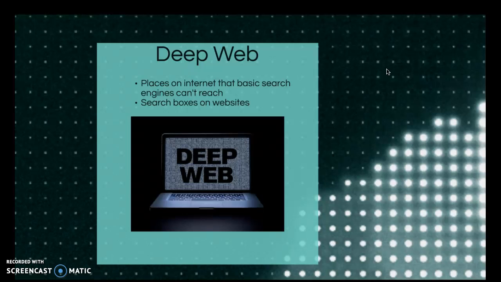And then also search boxes on websites, such as, one of the examples they gave was if you were on hotels.com and you wanted to search on that website, that would be kind of a deep web, as well as other companies who store your data so that other people can't reach it, so they can't just Google your information, such as banking websites.